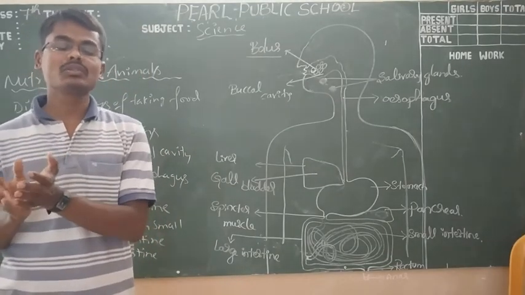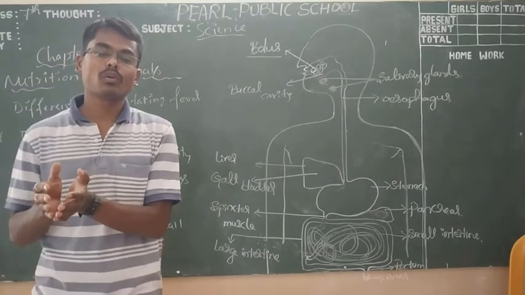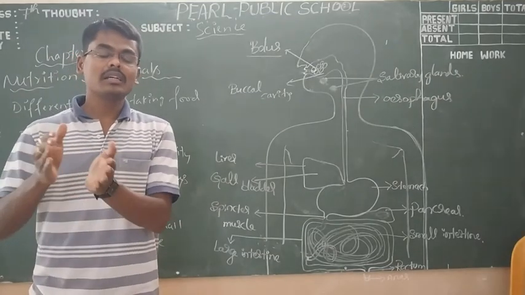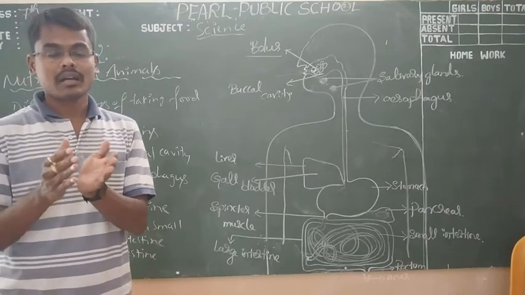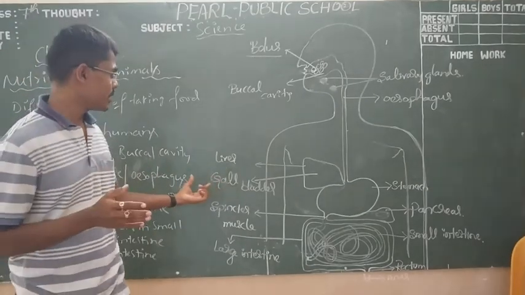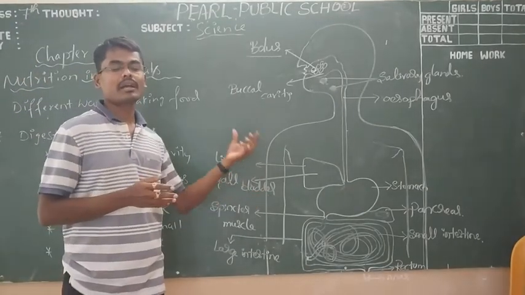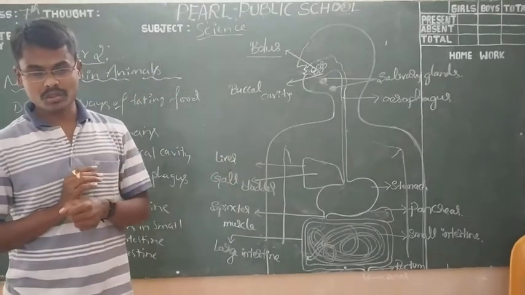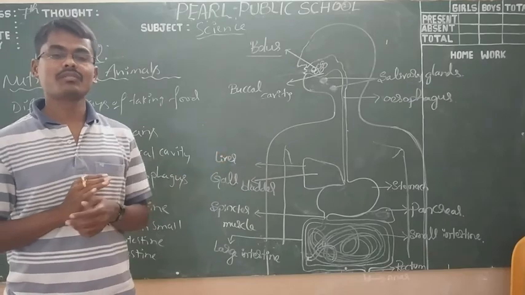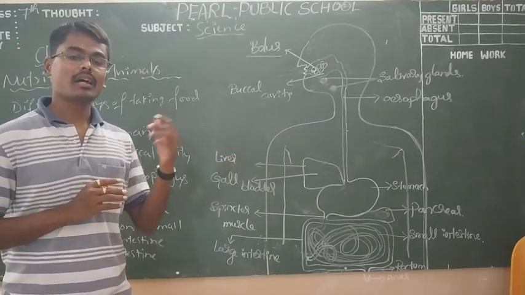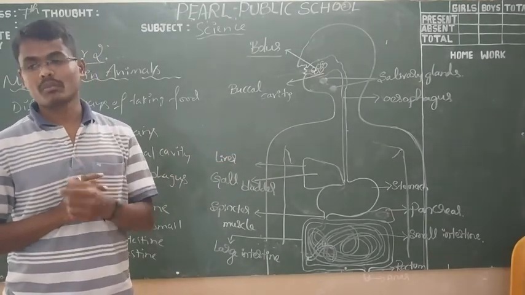The bile juice also plays an important role in the digestive action, and these juices are stored by a gland called the gallbladder. What have I written here? Gallbladder. The gallbladder secretes the bile juices. These are very helpful in the digestion of the food inside the digestive system of a human body.